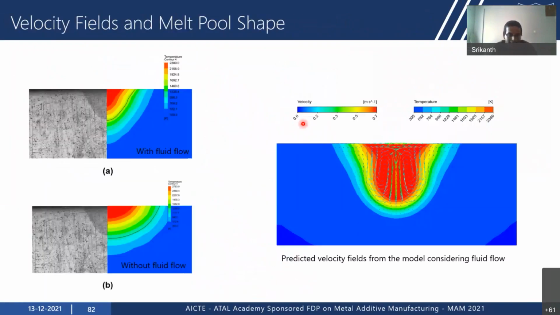And you can clearly see that the melt pool shape prediction with fluid flow shows a better agreement with that shown by optical microscope compared to that neglecting the fluid flow. And this shows the predicted velocity fields from the model considering the fluid flow. So here we have the convection taking place from the boundary towards the center and the downward direction. So you have a narrow and deep molten pool.